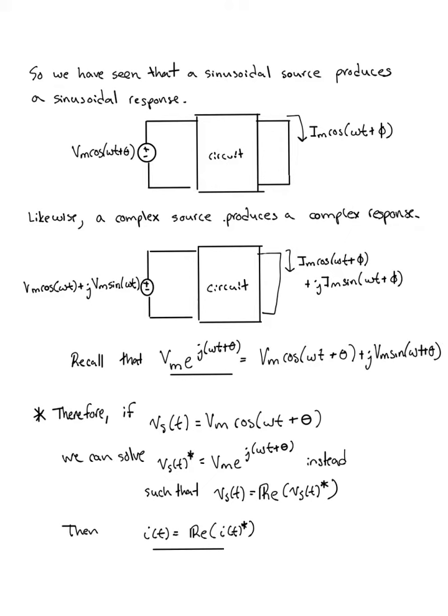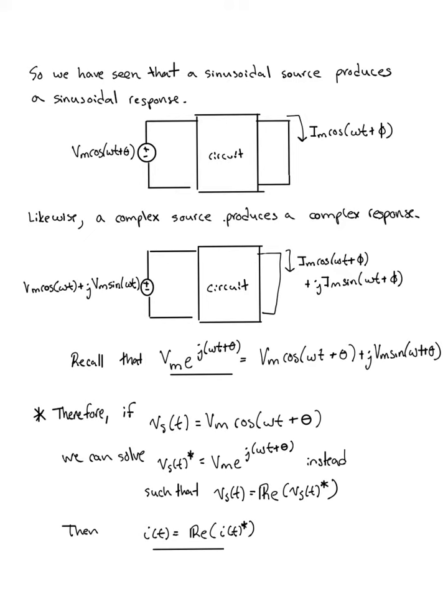Likewise, a complex source is going to produce a complex response. So let's imagine we have a source that is a summation of a cosine plus a sine times an imaginary number. Recall our review of complex numbers at the beginning of the course. This type of source will also produce a sinusoidal complex response: a summation of a cosine and a sine times an imaginary number, with different phase shifts.